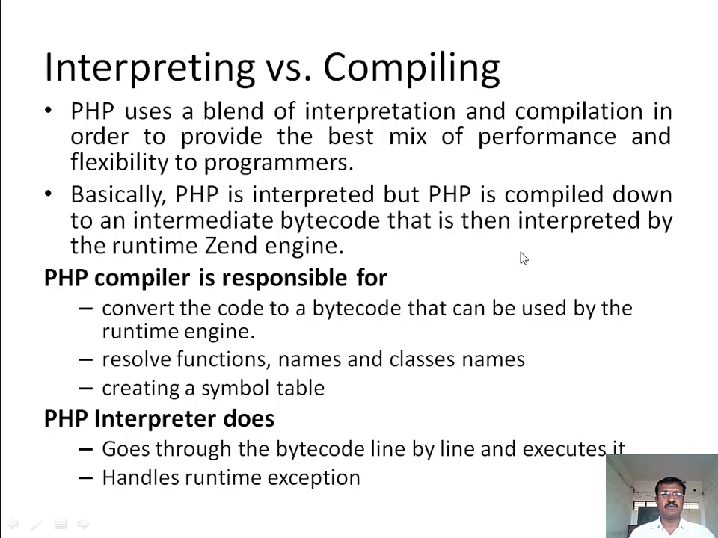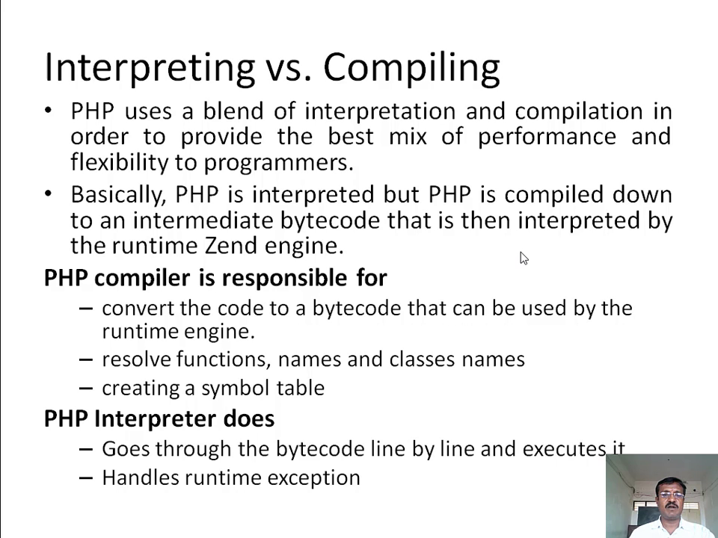Let us start with interpreting versus compiling. As we know, PHP is an interpreted language, but PHP uses a blend of interpretation and compilation in order to provide the best mix of performance and flexibility to the programmers. Basically, PHP is interpreted, but PHP is compiled down to an intermediate bytecode that is then interpreted by the runtime engine. So here PHP utilizes the best features of both the compiler as well as the interpreter.